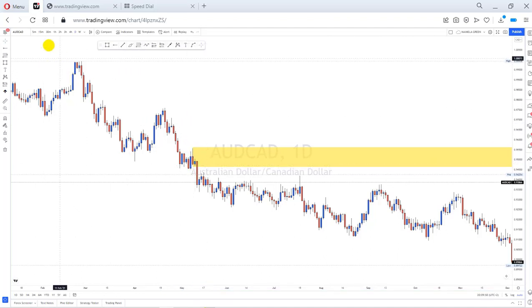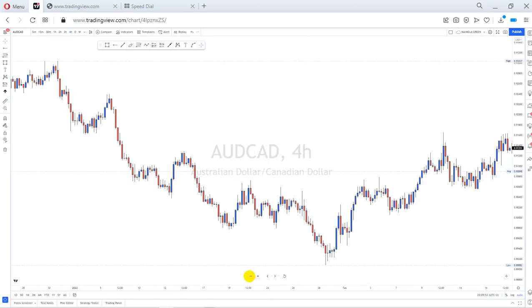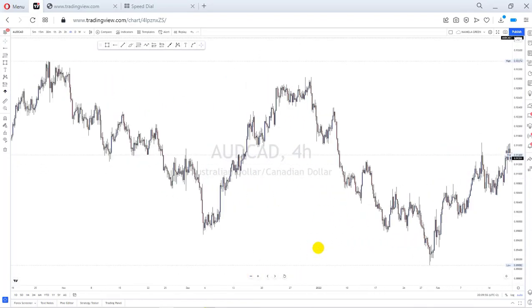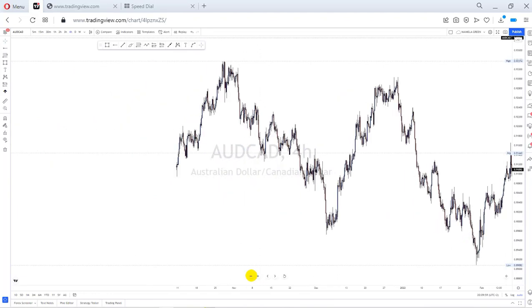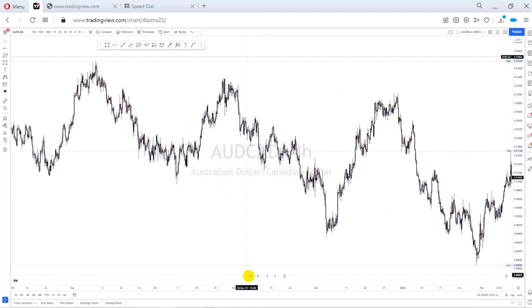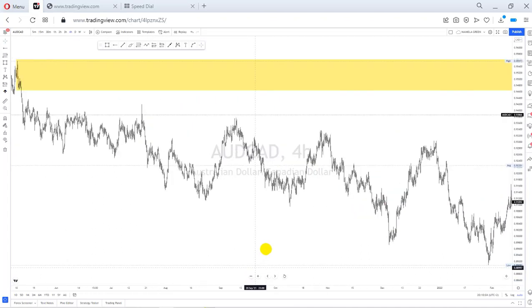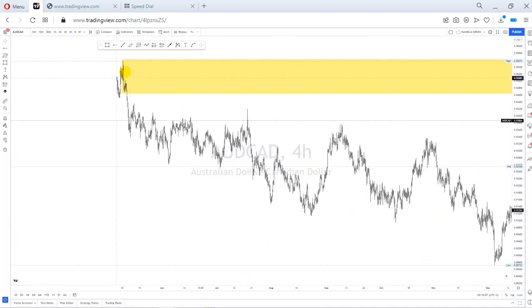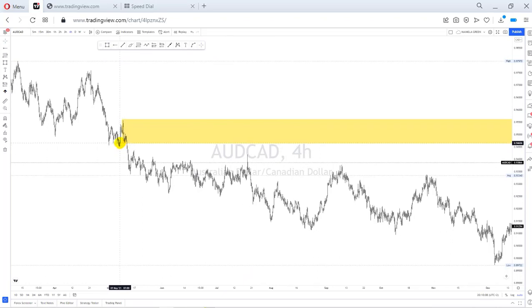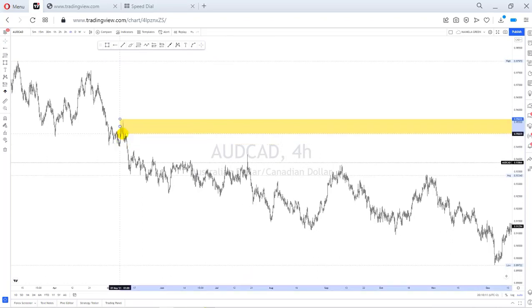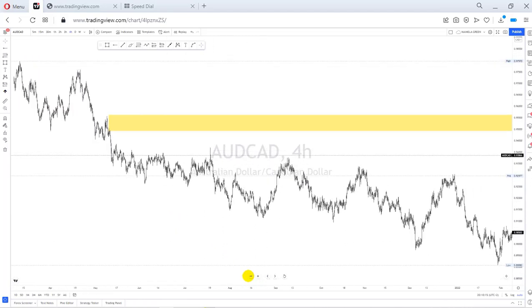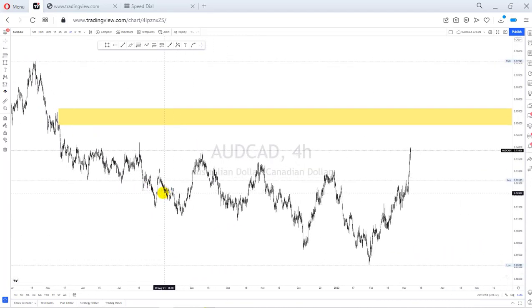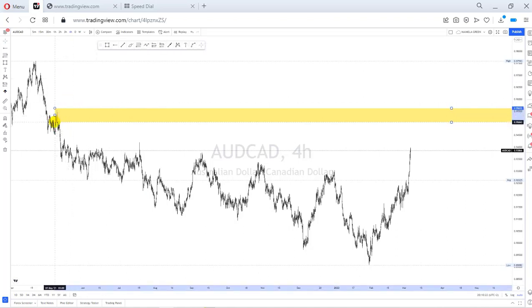Okay, this is my supply zone. Also on this one, I won't go to a smaller time frame because the candlesticks will be many, so we won't be able to see where we are. So let's use it like this. Let's see if I can zoom it out. Okay, here it is. This is the level.